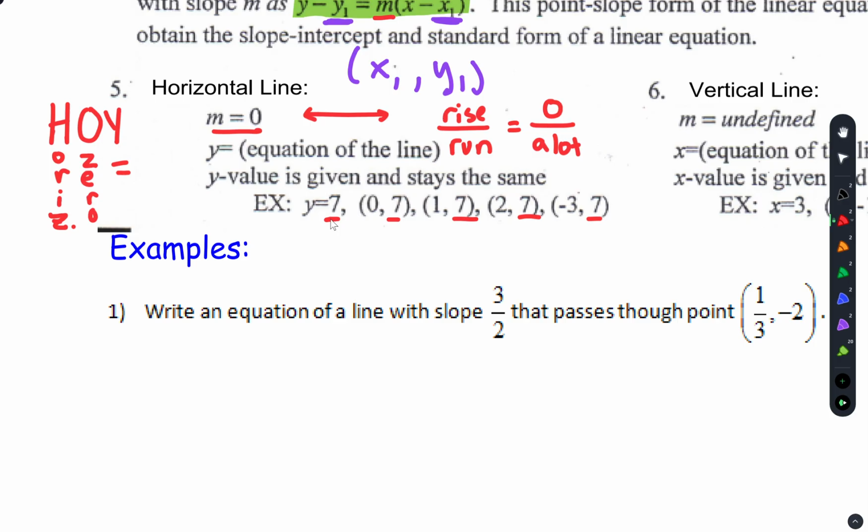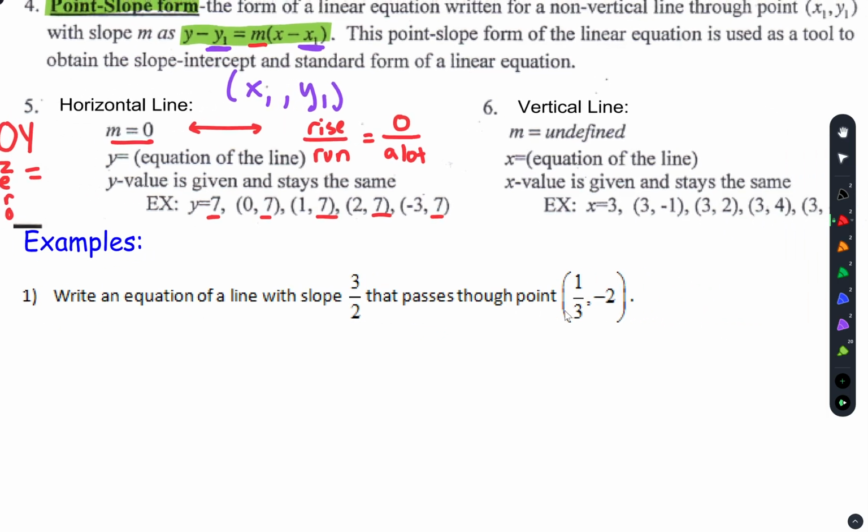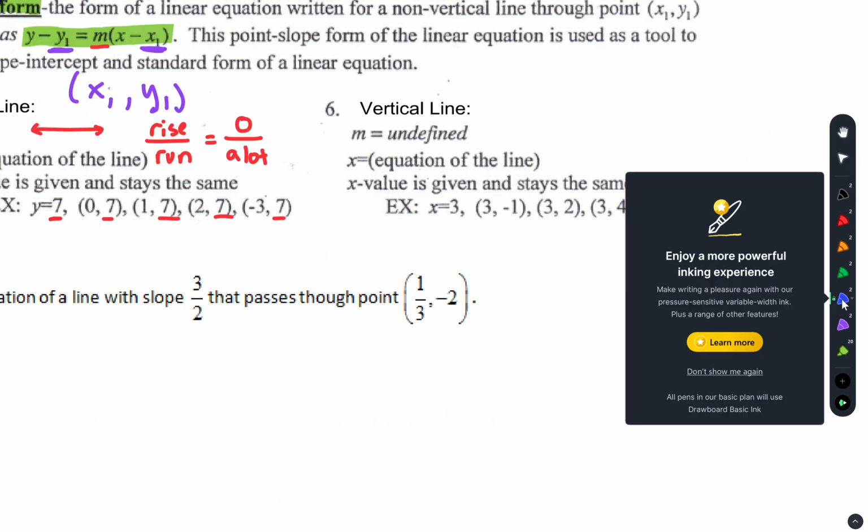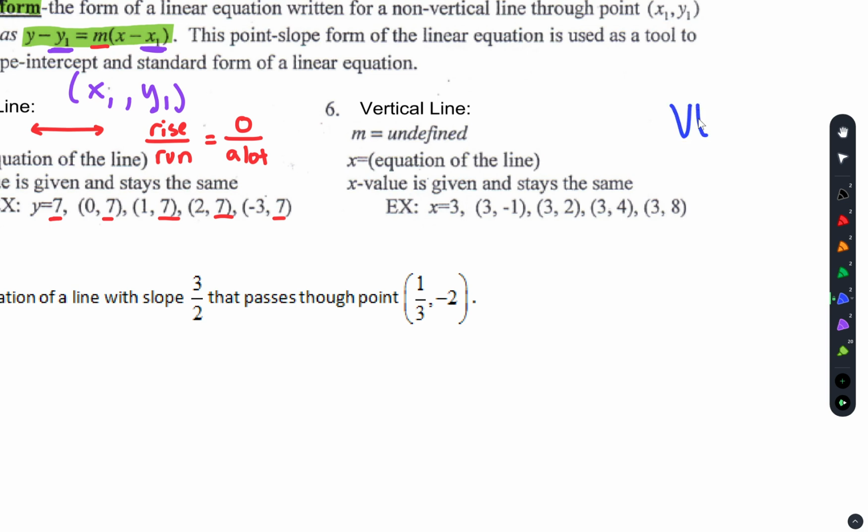On the opposite side is vertical lines. My little acronym for vertical lines is VUX. Again, doesn't mean anything, it's just a little acronym. The V stands for vertical. The U stands for my slope being undefined.